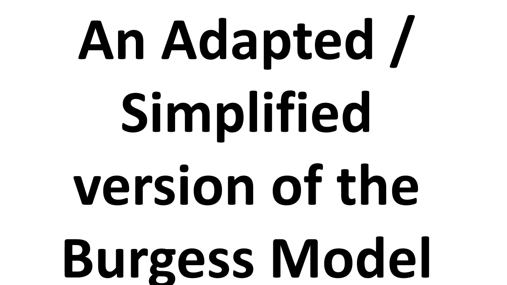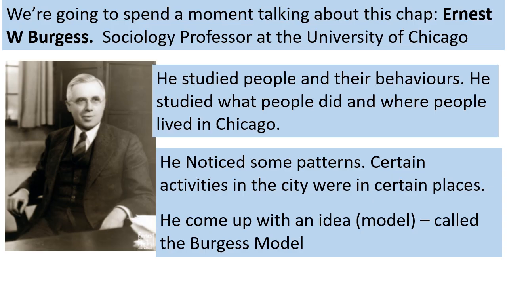Today we're looking at an adapted, simplified version of the Burgess model. Now, the Burgess model is just a land use model, a land use idea, how people use the land. So we're going to spend most of this time here talking about this chap here.